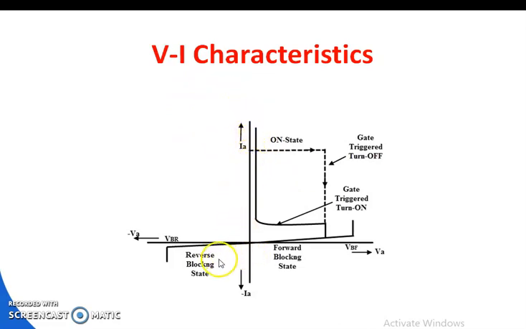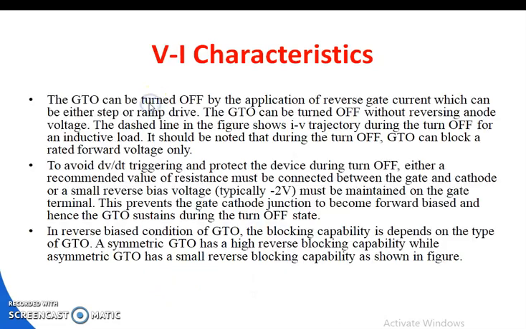Then we come to the third quadrant operation of the GTO. If the anode is negative with respect to the cathode, the GTO does not respond, and in that case VBR is the reverse breakdown voltage. The GTO can be turned off by the application of reverse gate current, which can be either a step or ramp drive.